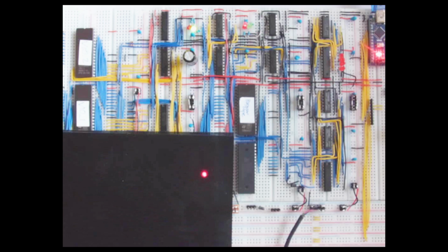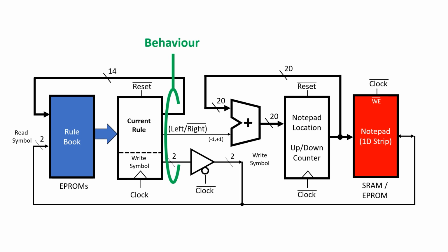The LEDs are connected to the address lines and the notepad memory, so hopefully we should just see it counting up. Let's increase the speed a little. Yep, that looks like a binary up counter. That gives me some confidence that the rulebook and the binary up counter are both working. Speaking of the rulebook, let's have a quick look at its output.